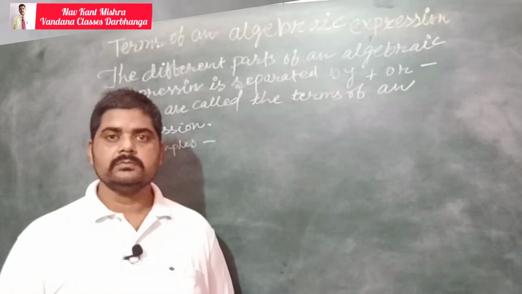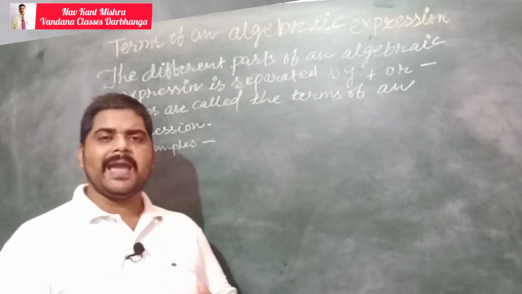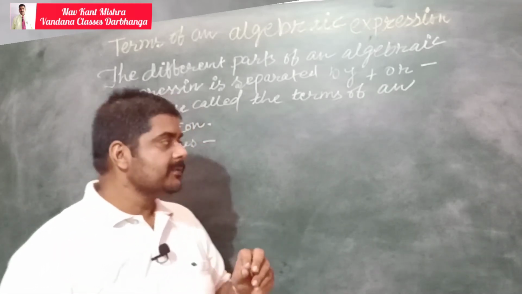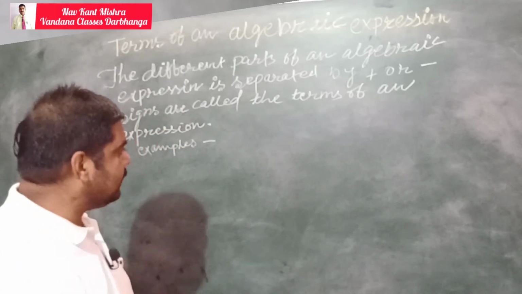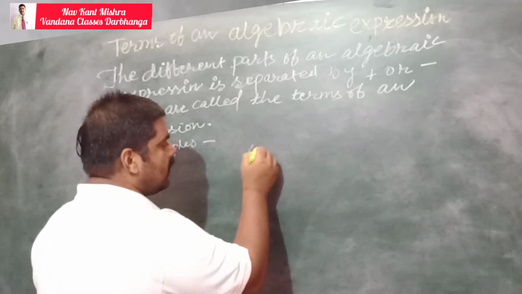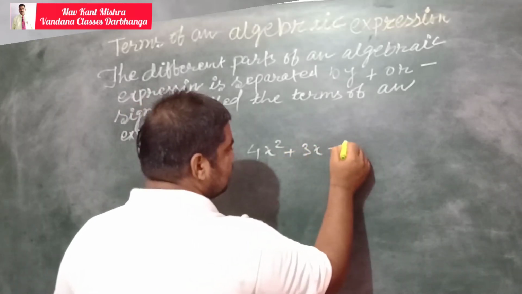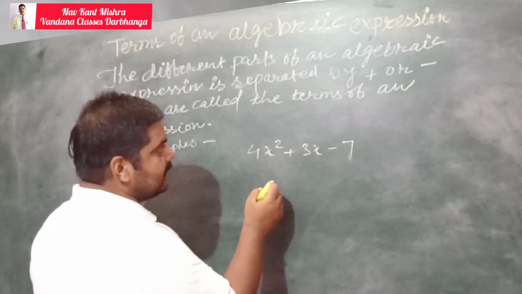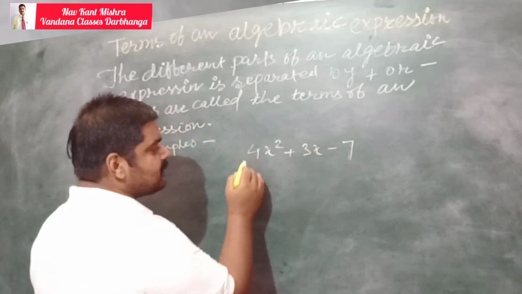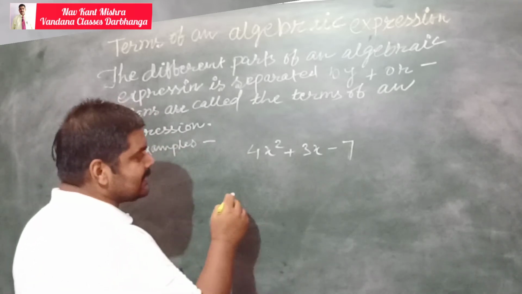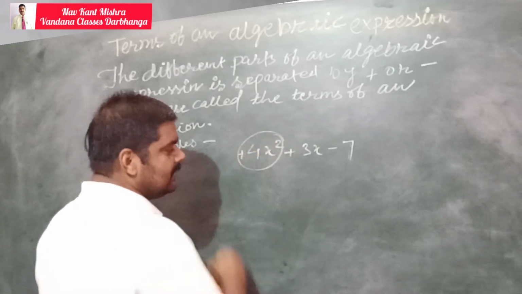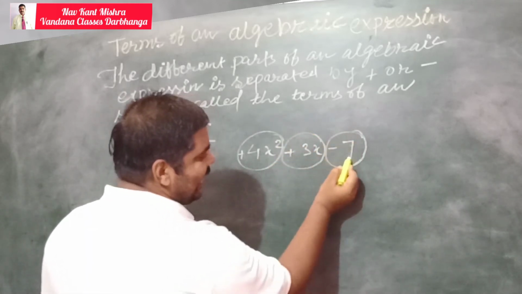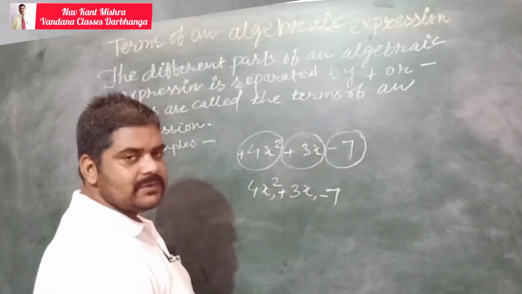My dear student, now the terms of an algebraic expression. The different parts of an algebraic expression separated by plus or minus signs are known as terms of the algebraic expression. See the example 4x squared plus 3x minus 7. The terms in this expression are separated by the positive and negative signs. 4x squared has a plus sign, which is generally not written. 3x also has a plus sign, and minus 7 has a negative sign. This expression has three terms.